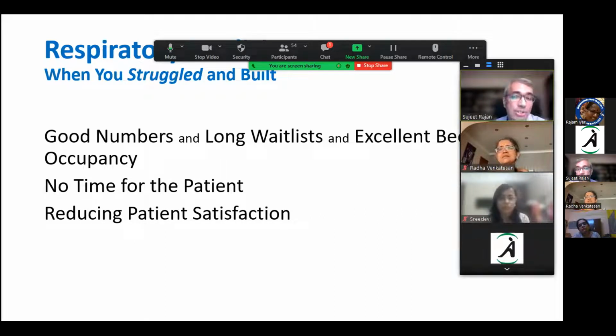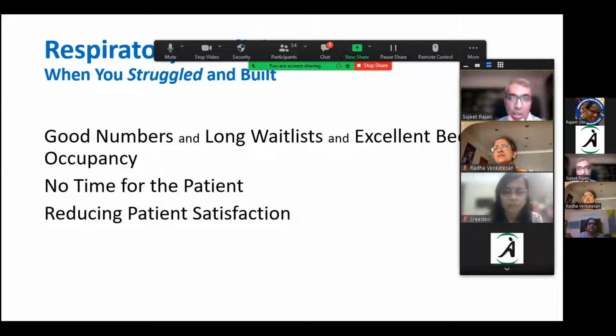And when you struggle and you work very long hours and you build that, you have very good numbers, which many of my colleagues have, I would say, long wait lists, excellent bed occupancies. But you really need to sense, and this is very important, that your time for your patient is getting compromised here. And also your patients are leaving your clinic unsatisfied.